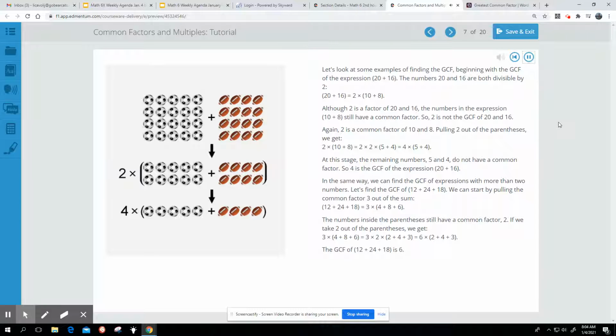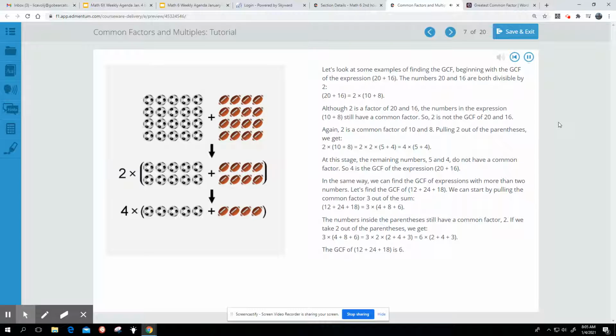Again, 2 is a common factor of 10 and 8. Pulling 2 out of the parentheses, we get 2 times the sum of 10 plus 8 equals 2 times 2 times the sum of 5 plus 4 equals 4 times the sum of 5 plus 4. At this stage, the remaining numbers 5 and 4 do not have a common factor, so 4 is the GCF of the expression 20 plus 16.